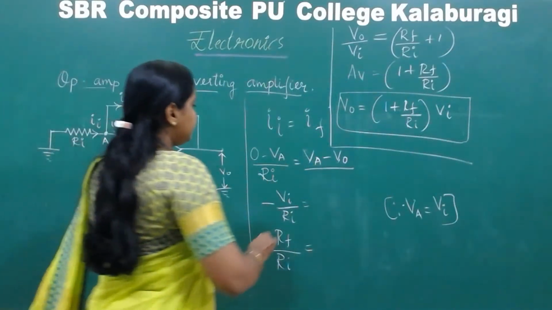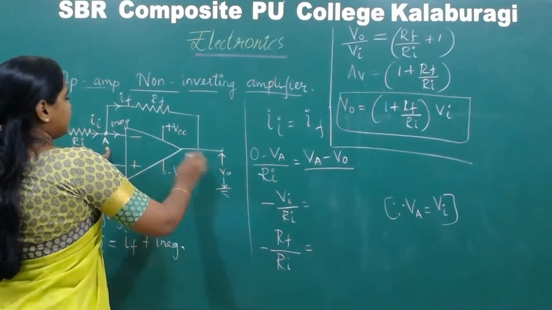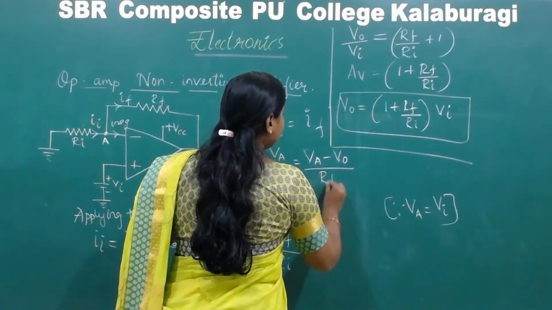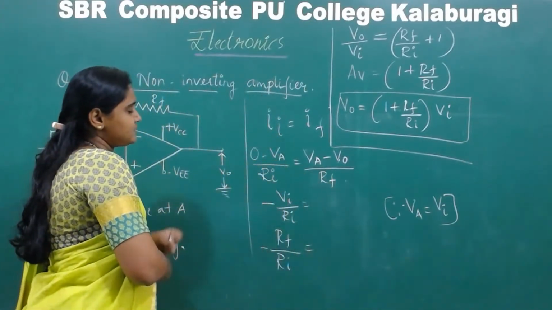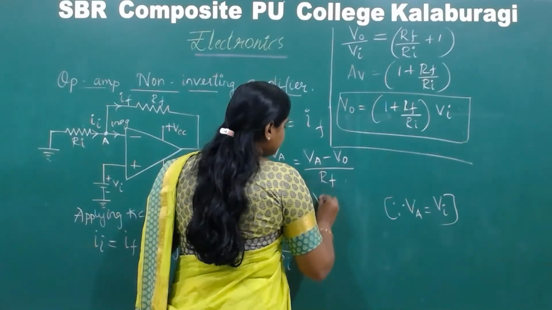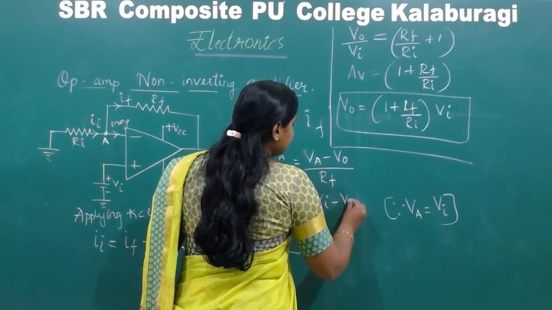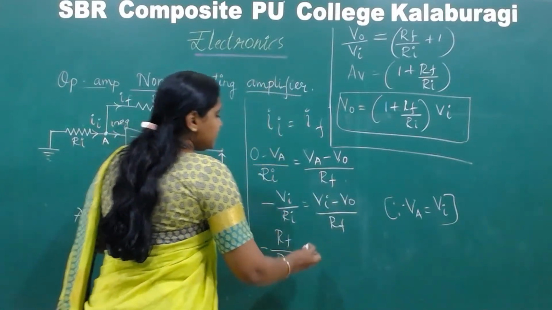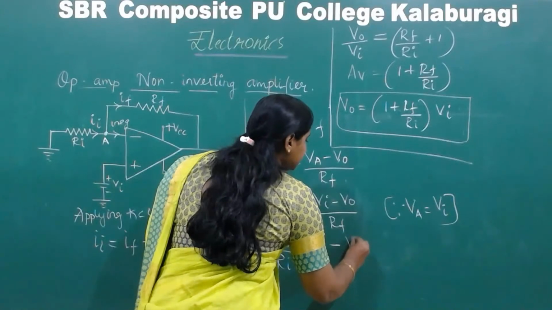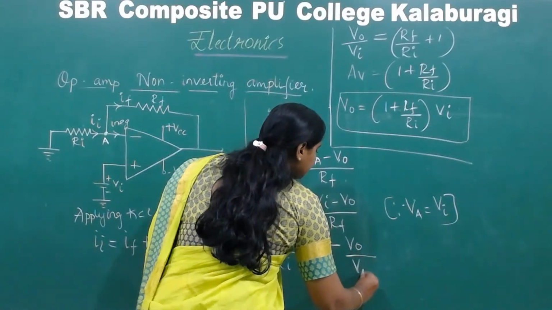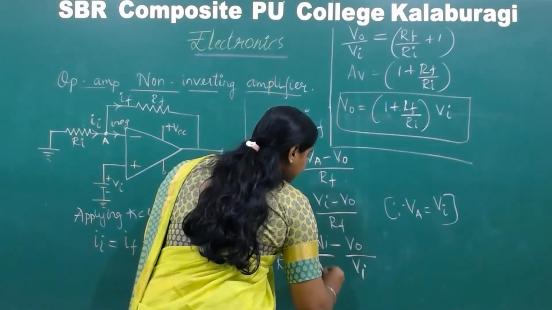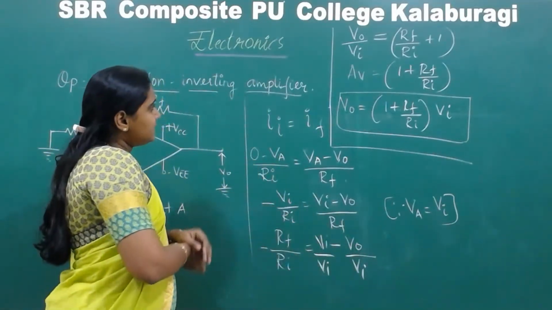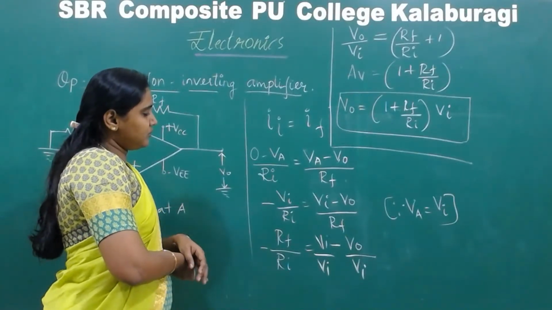Okay. So this is VA minus V0, not V0 minus VA. VA minus V0 by RF. So that is going to give you what? VI minus V0 by RF. So this is going to become what? 1 minus V0 by VI. Okay, or VI by VI minus V0 by VI. So I just wrote it in the opposite form.